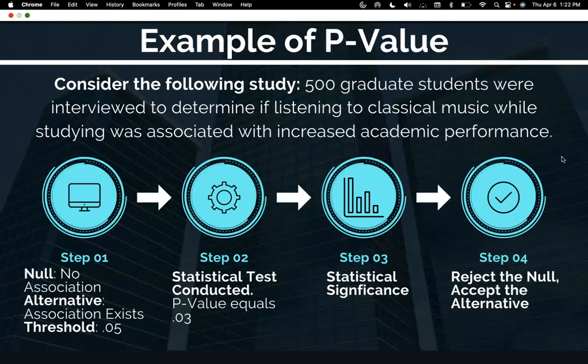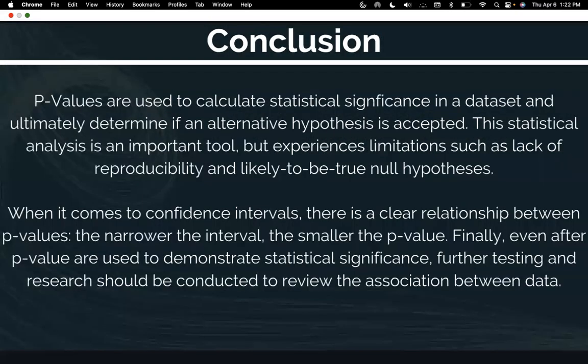To conclude, as we've talked about, p-values are used to calculate the statistical significance of a data set, and they'll ultimately determine which hypothesis we accept or reject. This analysis is important, but there are limitations, including the lack of reproducibility and the fact that the null hypotheses we are reviewing are generally unlikely to be true. When it comes to confidence intervals, there's a clear relationship between them and p-values. The narrower the interval, the smaller the p-value, and as we discussed, that inverse relationship.